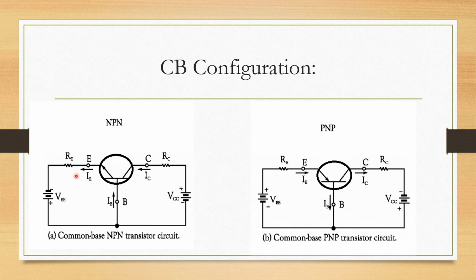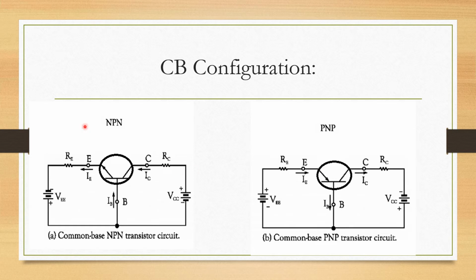The base emitter junction is always forward bias. Therefore, in the common base configuration, the base emitter junction is forward bias, and the collector base junction is reverse bias.